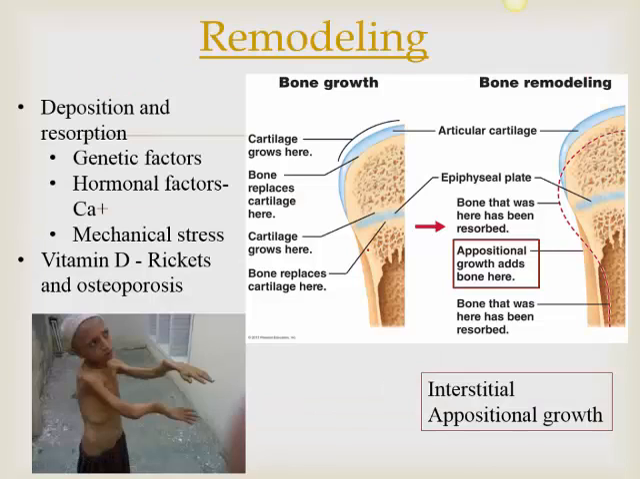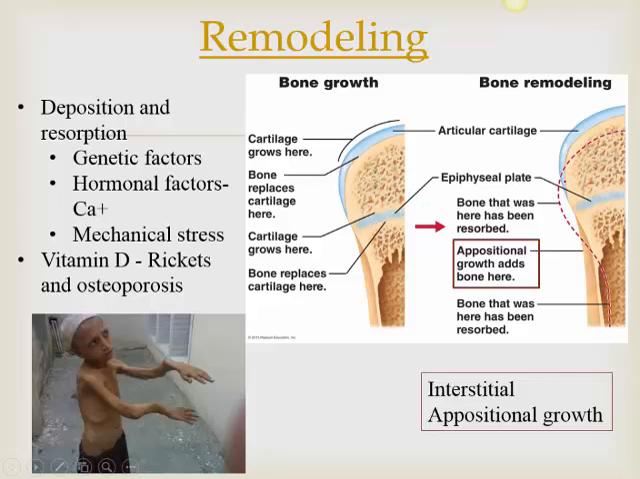Now, the process of remodeling is something that goes on all the time in our life. Remodeling is where there is bone deposition, which is done by osteoblasts, and bone resorption or removal, which is done by osteoclasts. So take a look up here in bone growth, for example. Here it's showing you epiphyseal cartilage or epiphyseal plate. Here is the epiphysis. Here is the diaphysis.